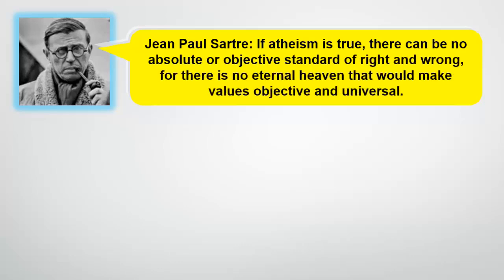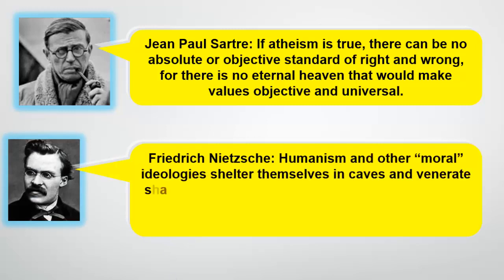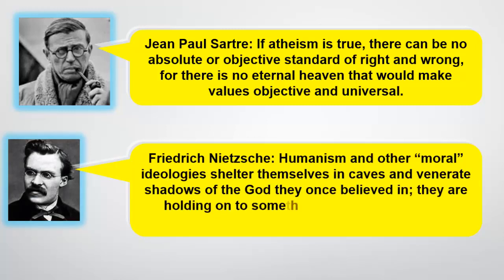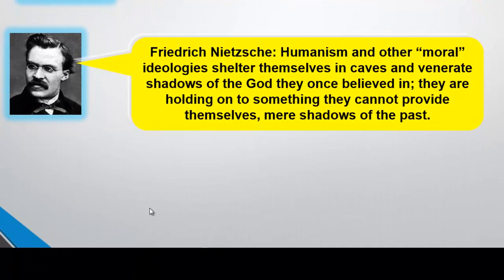Jean-Paul Sartre said, if atheism is true, and for a long time he thought that was true, there can be no absolute or objective standard of right and wrong. For only in eternal heaven there could be values objective and universal. Friedrich Nietzsche said something similar. Humanism and other moral ideologies shelter themselves in caves and venerate shadows of the God they once believed in. They are mere shadows of the past.